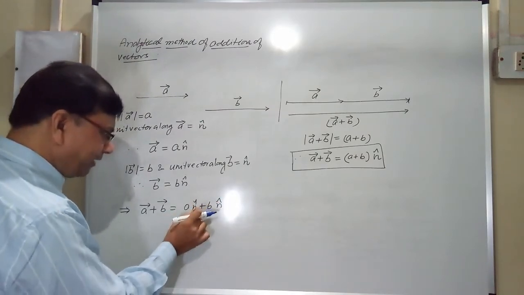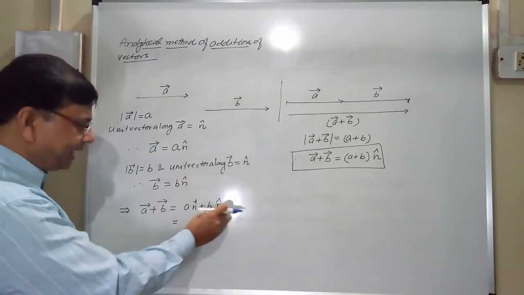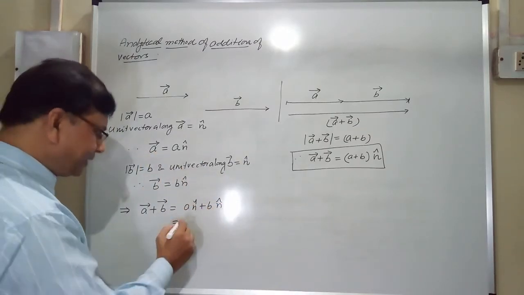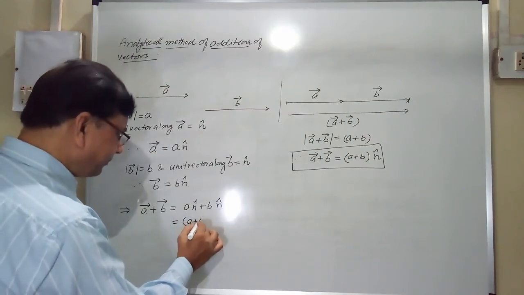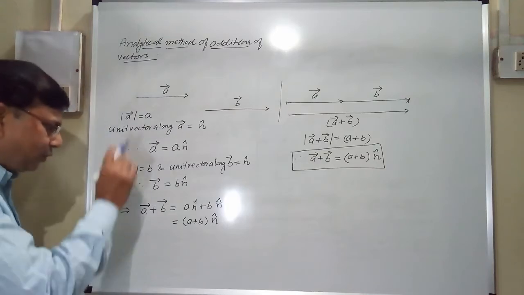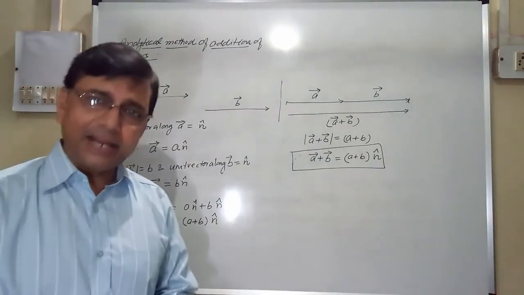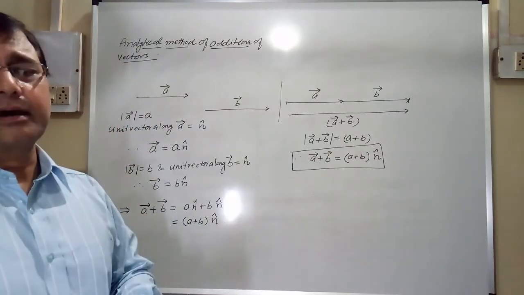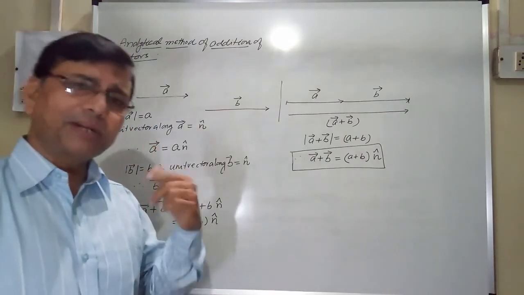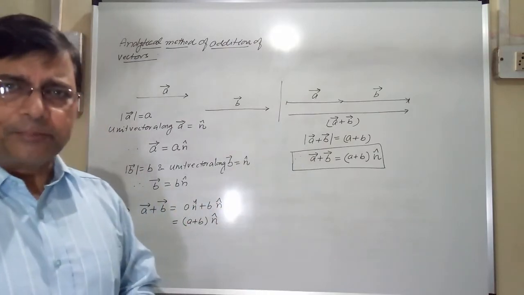From these two, if the unit vector is taken common, since the direction is the same, we can write (A plus B) times unit vector n. This is a very important relation, and this will be applied for the analytical method of adding or subtracting also. Similarly, we will talk about subtraction later.